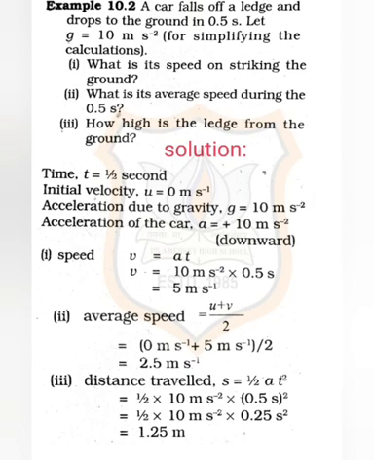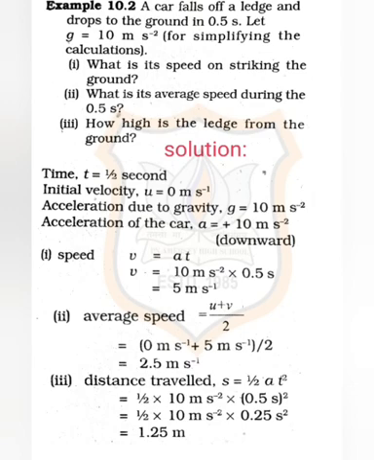The second point, what is its average speed during the 0.5 second? We know what average speed is. Average speed is initial velocity plus final velocity divided by 2. Here u is 0 and v is 5 meter per second. So we will write 0 plus 5 divided by 2, and 2.5 is the answer. 2.5 meter per second.